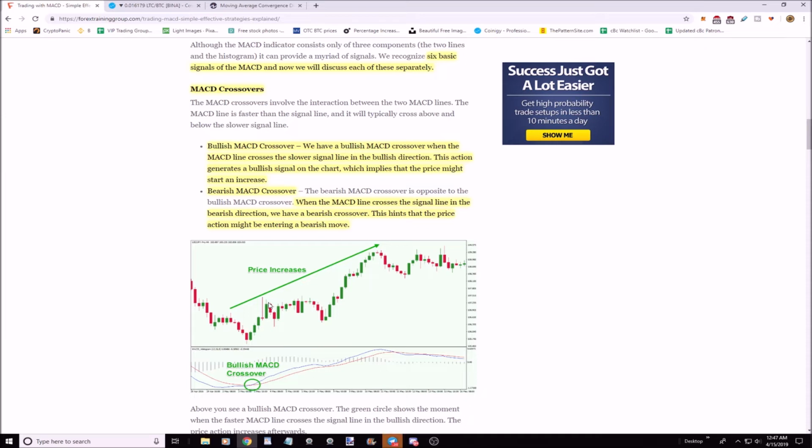Now you see how these lines are headed higher. Notice the price action headed higher. It's definitely a bullish sign. This is the 0 line right here, where the histogram starts moving higher or lower, and when you break above that, that's another good positive sign.